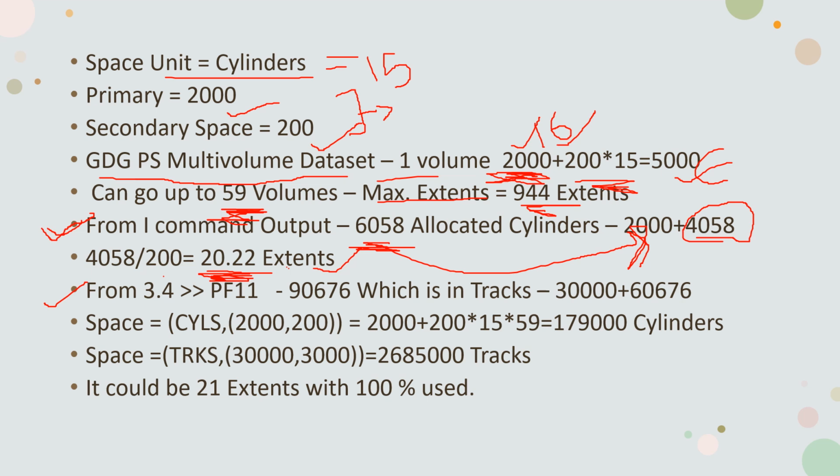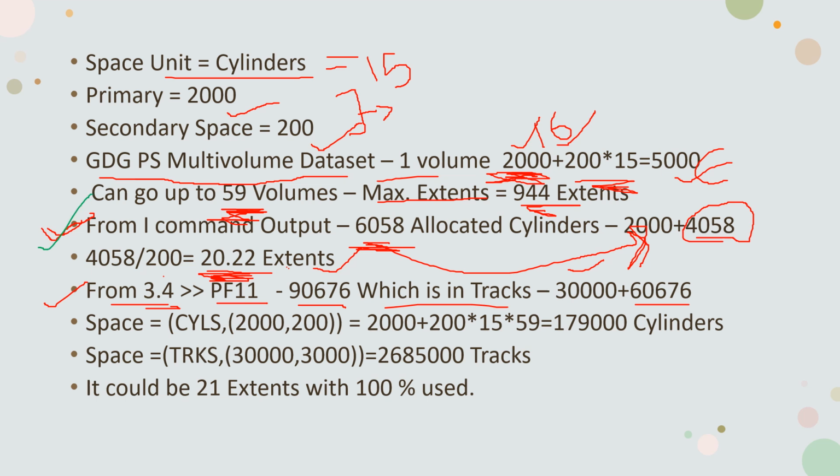Okay, and here comes the second way of seeing space allocation, which is 3.4. From 3.4, if you give PF11, you see here 90,676, which is in tracks. Okay, and when you convert 2000 cylinders into tracks, it says 30,000 tracks, and the remaining is 60,676. From her question, she asked which one is correct, which is giving the exact value.